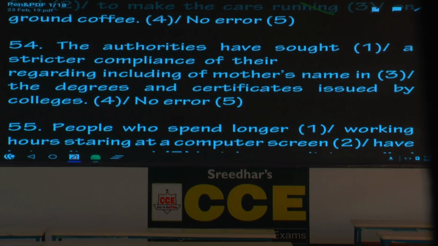54. The authorities have sought a stricter compliance of their regarding, something is missing here. What is it? Of their what? Directive. Regarding including of mother's name in the degrees and certificates issued by colleges. Raju, I need the paper, Raju. Today's paper. Has he gone?